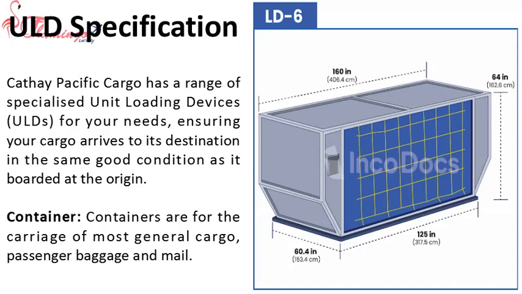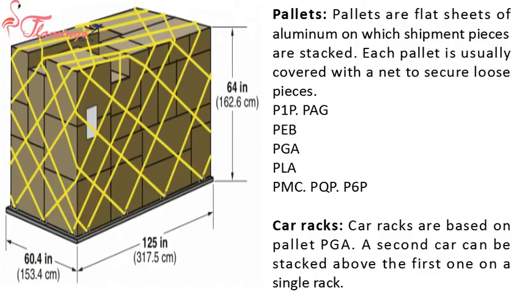ULD specification: Cathay Pacific Cargo has a range of specialized unit loading devices, ULDs, for your needs, ensuring your cargo arrives at its destination in the same good condition as it boarded at the origin. Containers are for the carriage of most general cargo, passenger baggage and mail. Pallets are flat sheets of aluminum on which shipment pieces are stacked. Each pallet is usually covered with a net to secure loose pieces.